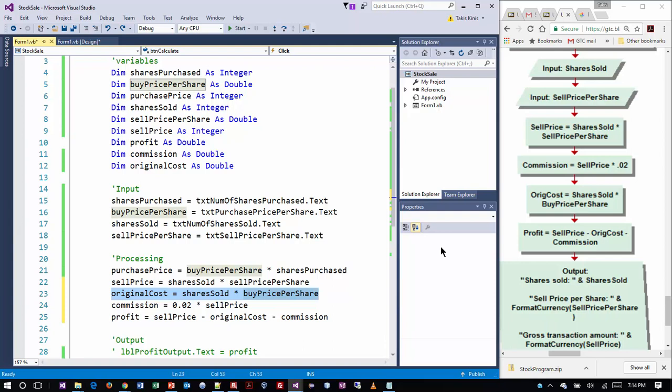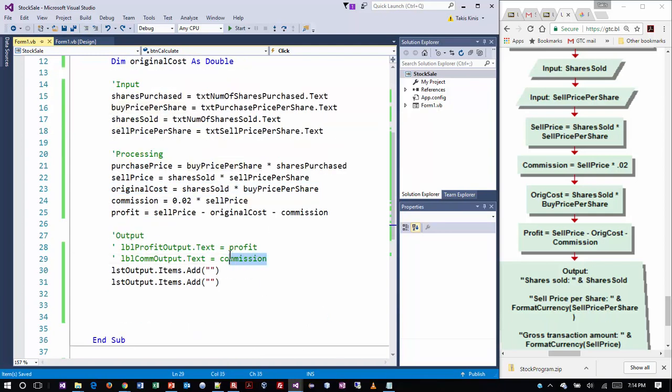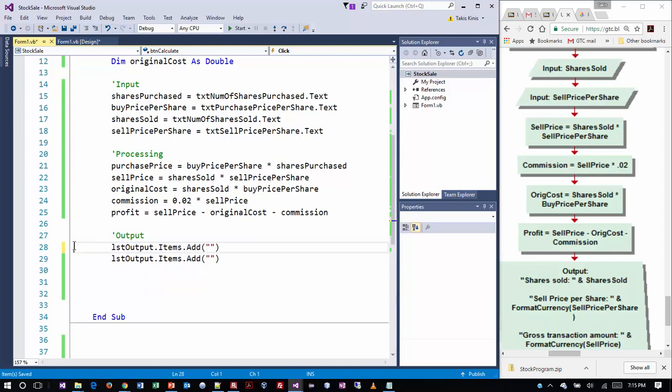All right, the last thing that we have left to do, and actually, great time to save all, so I hit my save all button again, is to actually start doing some output. At this point, we're going to learn both about the list box and about a couple of other little techniques. I'm going to build it up in complexity as we go. The first thing I'm going to do is show you how to just output the variables directly, like profit and commission, like we did before.